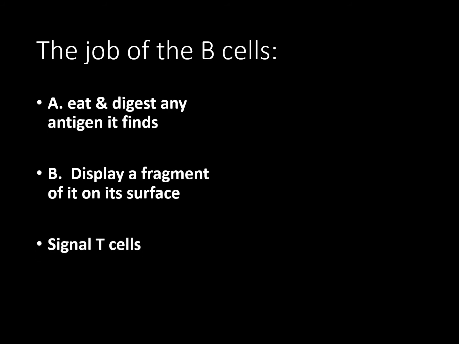That fragment signals another type of cell, conveniently named the T cells. We have the B cells that were formed in the bone marrow, and now we're getting into the T cells. So it lets the T cells know that something's up, and it creates an antibody. So let's talk about that. What is an antibody?